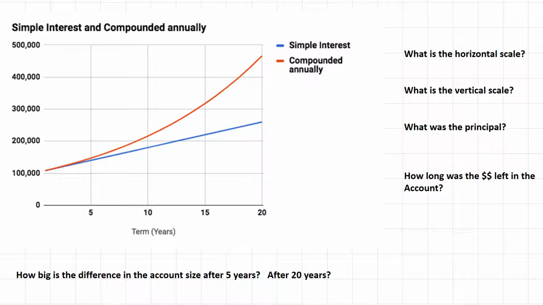So what is the horizontal scale? The horizontal scale means, what does this jump by? It goes up by every 5 years. So every tick in the graph is 5 years. What is the vertical scale? The vertical scale goes up by $100,000.